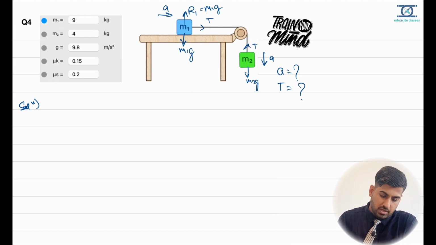Now if I want to make equations, I can say again M2A is the net force for block M2, which equals the driving force, which is M2G minus T. So this is my equation 1.